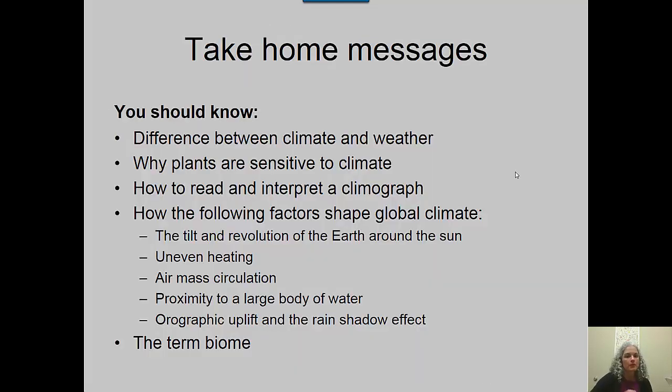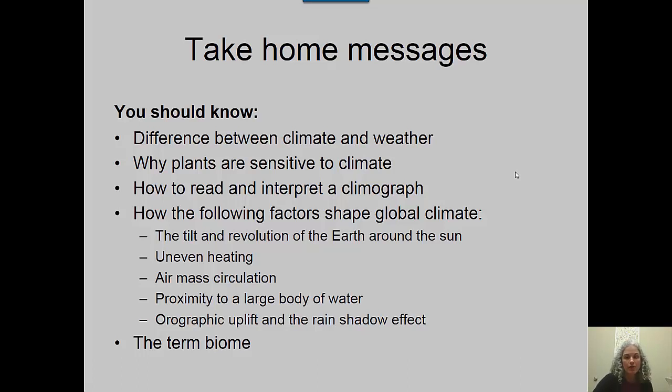Okay, so the take-home message is that climate varies a lot in different places on our planet. You should know what climate is and how it differs from weather. You should know why plants are sensitive to climate. They need water, they need warmth in order to grow. You should know how to read and interpret a climograph like the ones that we just looked at.